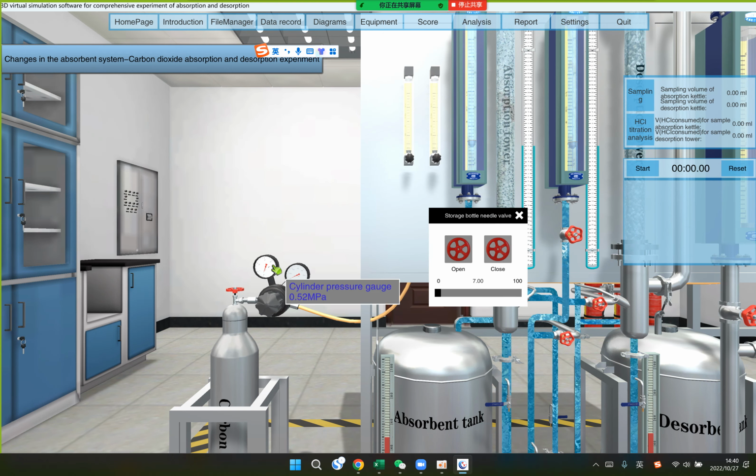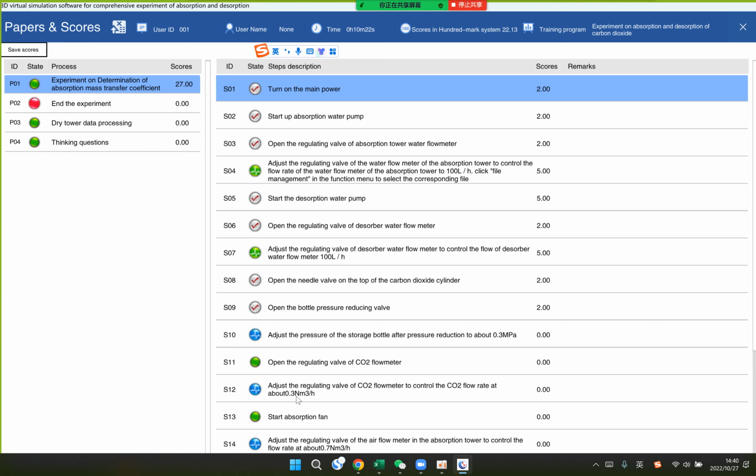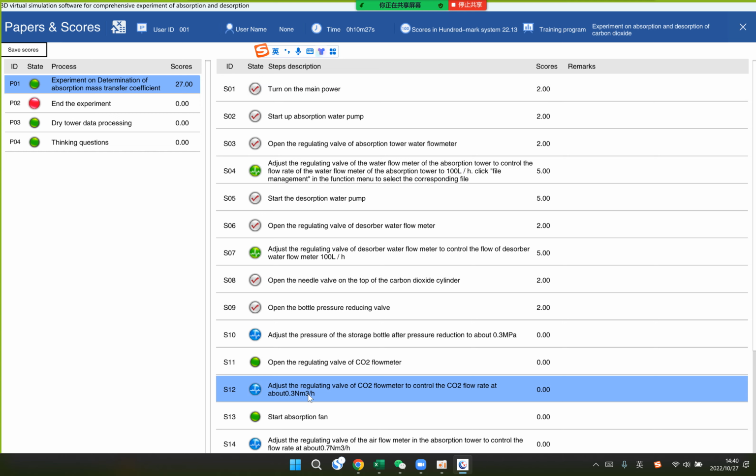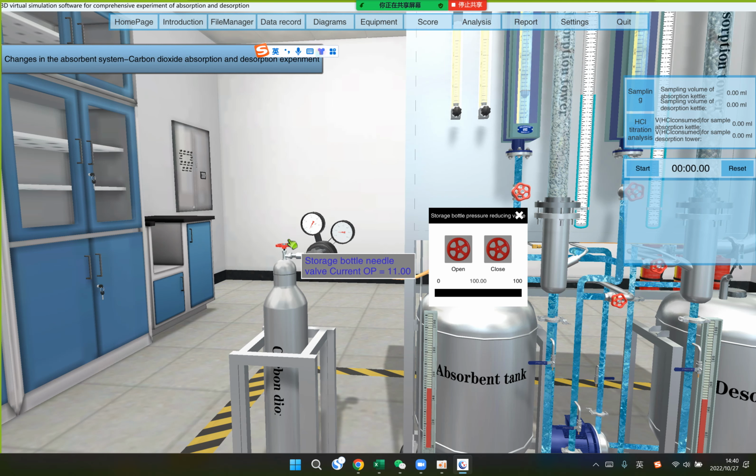Okay, and you may say the 1.43 million Pascal is too big. So we can open this one to control the transportation pressure for the carbon dioxide. How much should we control? It's about 0.3 standard cubic meter per hour. Okay, so we read it from here.